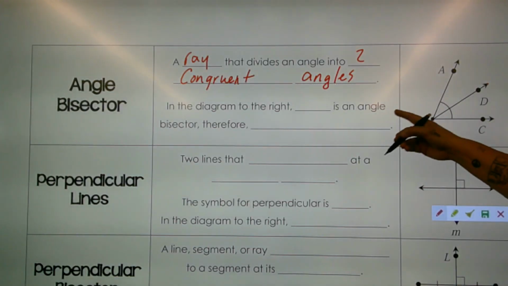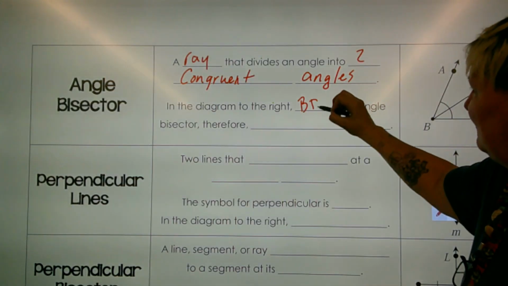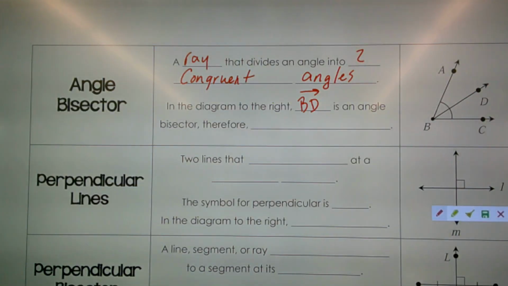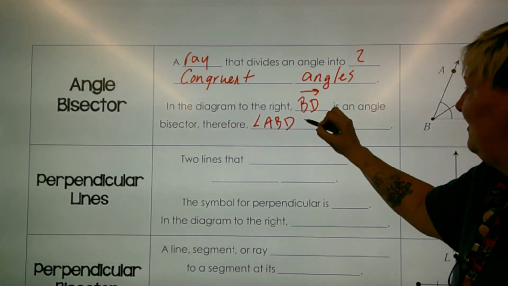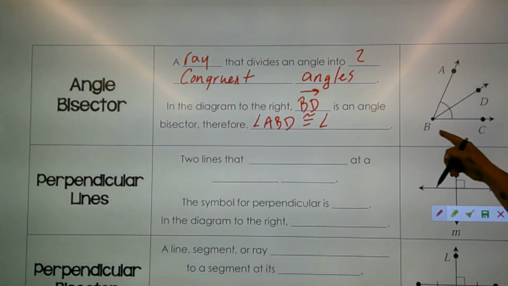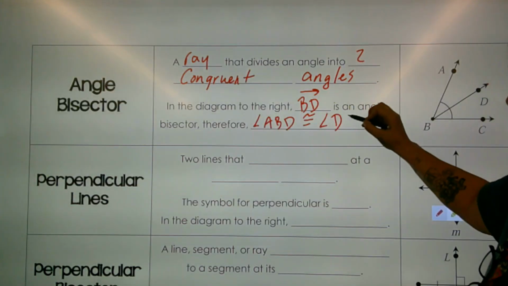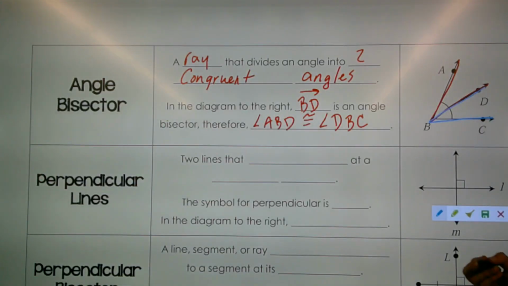In the diagram to the right, BD is an angle bisector. Therefore, angle ABD is congruent to angle DBC. Right? ABD is congruent to DBC. They have to be, because this ray cut it in half.